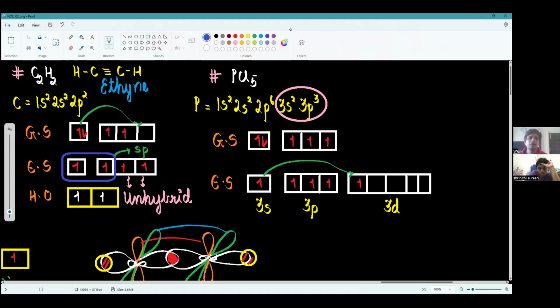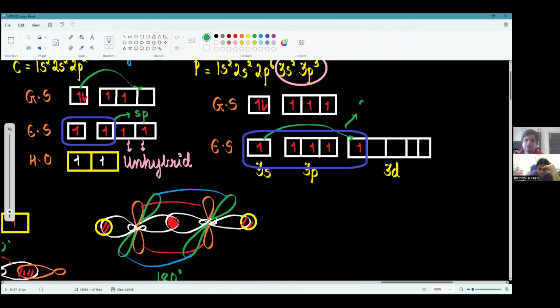Now, how many unpaired electrons are there? 5. So all 5 of them come together. So what orbitals are overlapping over here? 3s, 3p, and 3d. So what will be the hybridization? Think carefully. What orbitals are overlapping? Based on that, try to give me the hybridization. How many s orbitals are participating, madam? One s, three p, and one d.